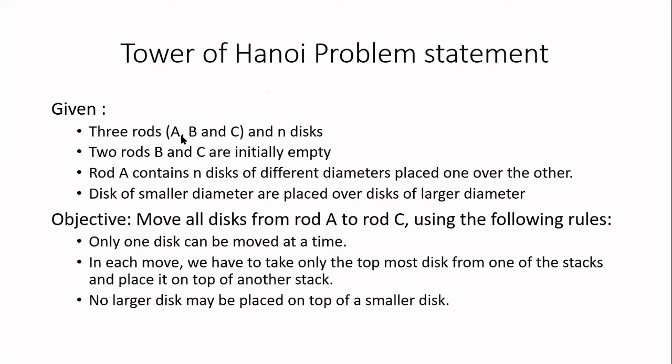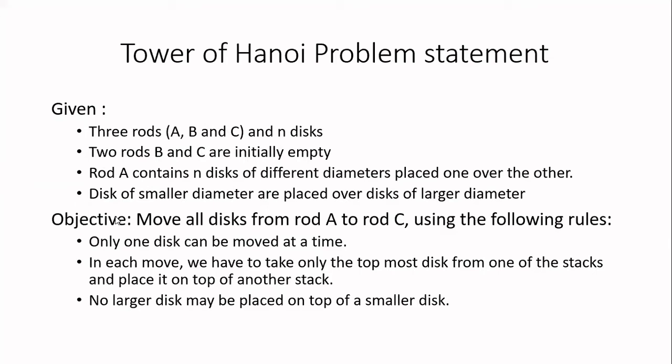Let us call the rods A, B, and C. Initially, when you start your problem, two rods B and C will be empty. All the n disks will be available only in rod A. And this rod contains n disks of different diameters, which are placed one over the other. So all the disks are placed in rod A, one over the other. And when placing them, there is a certain rule to be followed: a disk of smaller diameter will be placed over a disk of larger diameter. This is a rule actually.